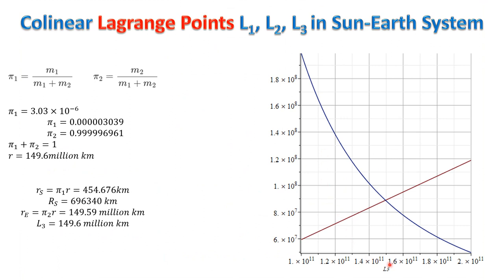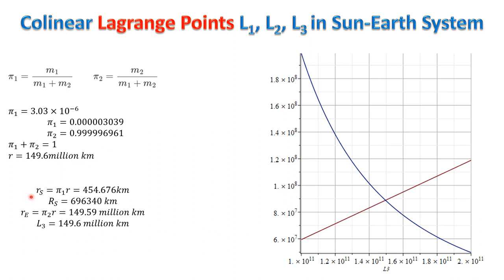So here we have the same graph of F1 and F2 offering us a calculation of the L3 point, which is the intersection of two functions, and by program also we have calculated L3. The value of L3 is 149.6 million kilometers. Pi 1 and Pi 2, in terms of numerical values, are as appearing on your screen. And Pi 1 plus Pi 2 is unity. The distance between Sun and Earth is 149.6 million kilometers.